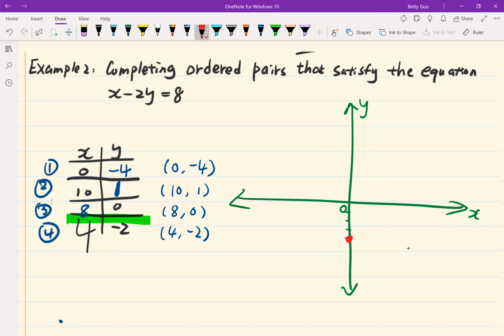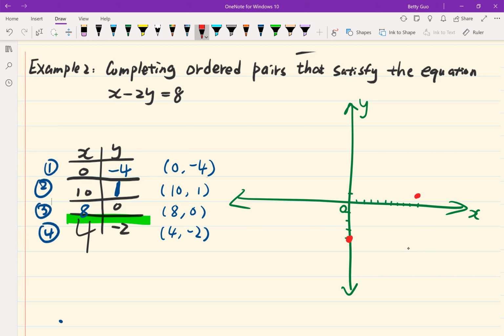So once again, second point, 10, 1. Which quadrant? X is 10, Y is 1, both positive. Quadrant 1, exactly. It's 1, 2, 3, 4, 5. 1, 2, 3, 4, 5. 10 units to the right, 1 unit above in quadrant 1 right here, right?